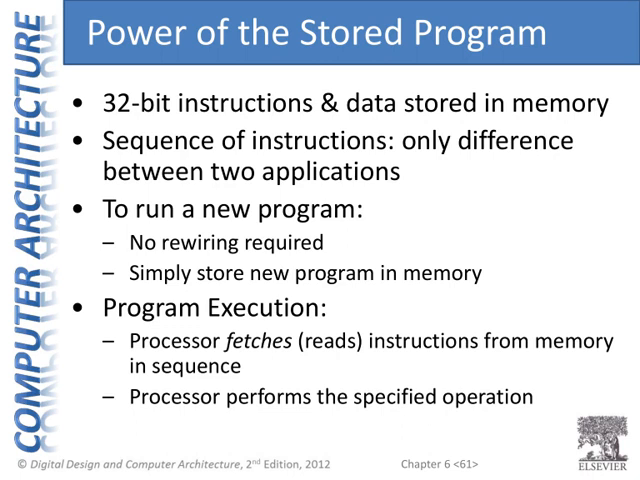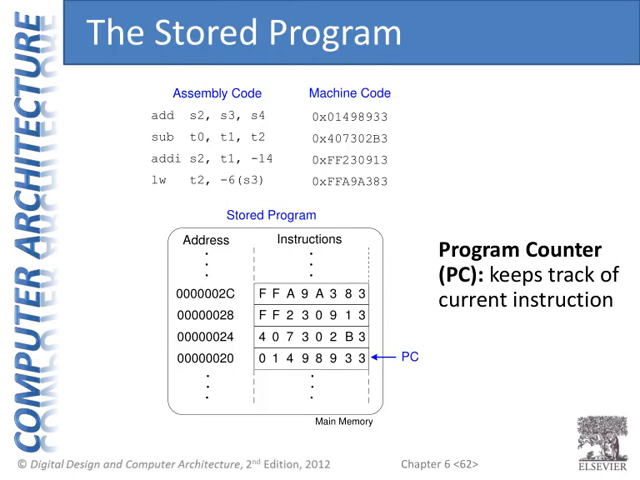For program execution, the processor fetches, or reads, instructions from memory in sequence, one after the other: instruction 1, instruction 2, and so forth. And the processor performs the specified operation. So here's an example program. We have the assembly code here on the left and the machine code on the right. We're going to talk about this right now, how we encode those instructions into a 32-bit binary number.